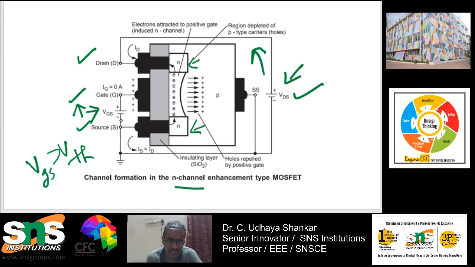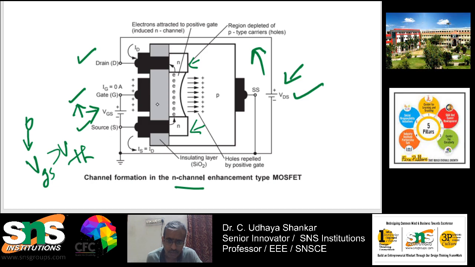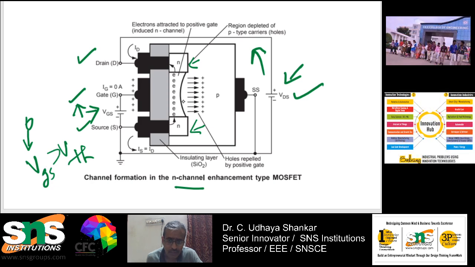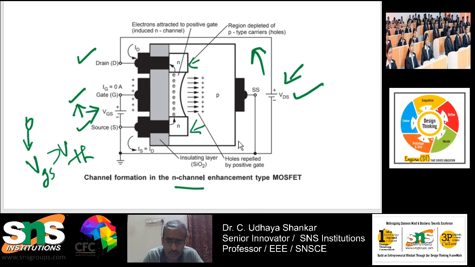If VGS is not there, if VGS is 0, then nothing will be there in this channel, so it will not work. Since the VGS will be greater than the threshold voltage, the electrons will be built up over here and the channel will be built out over here, and because of which the drain current starts flowing, and that drain current magnitude will depend upon the magnitude of the VDS. So this is how it operates.